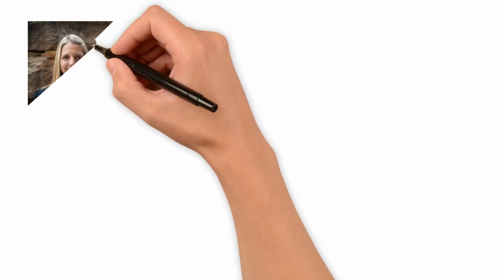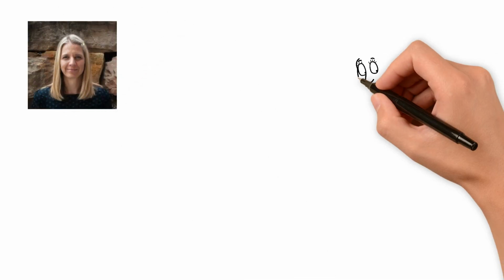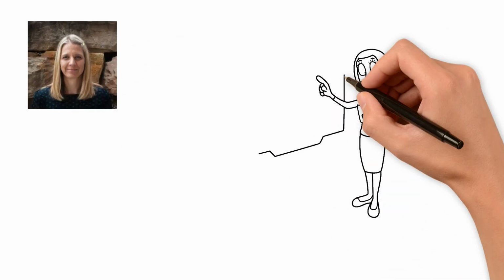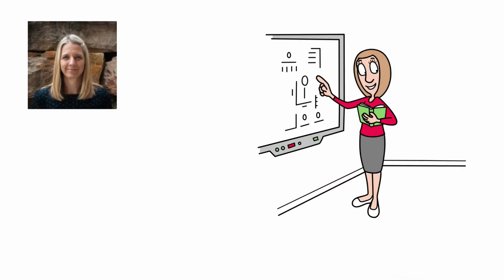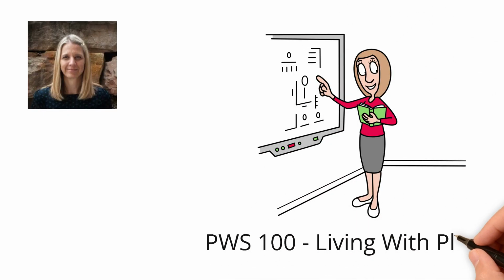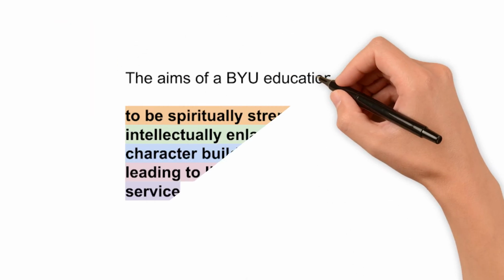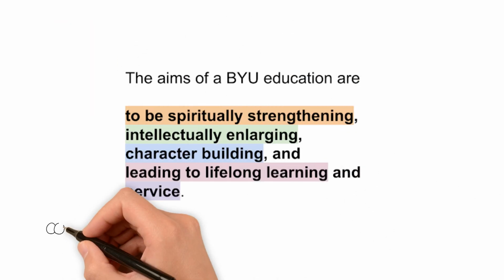This is a summary of my experience exploring how to apply the BYU AIMS learning outcomes in my course, PWS 100, Living with Plants. When I first started considering how to incorporate the BYU AIMS into my course, I decided to color code my learning outcomes to see how they aligned.